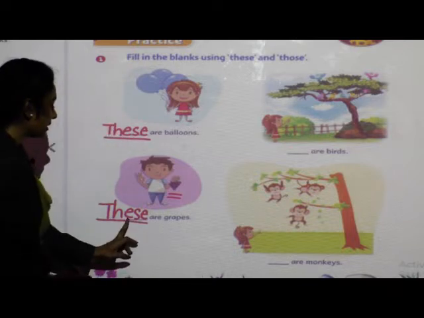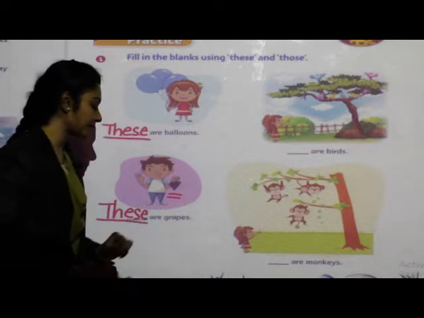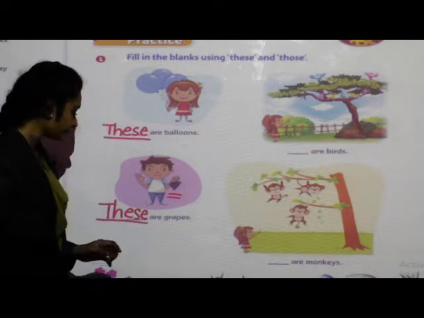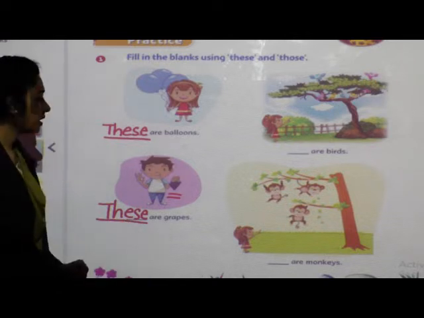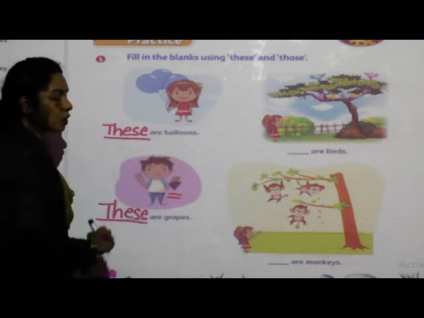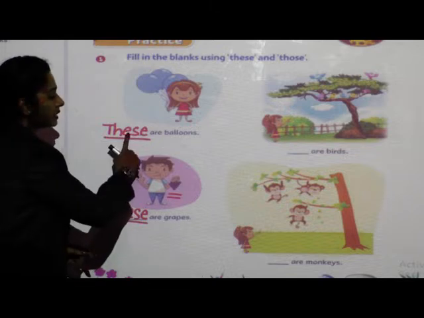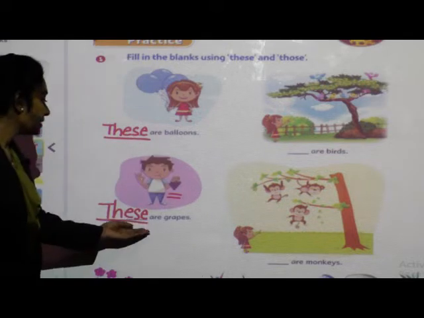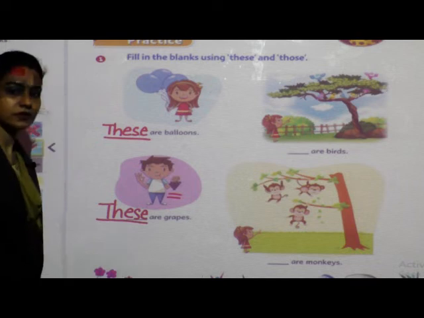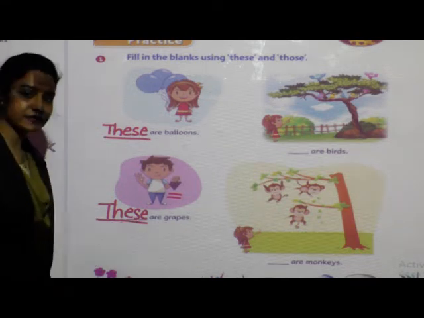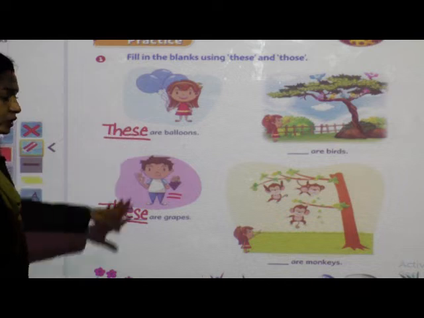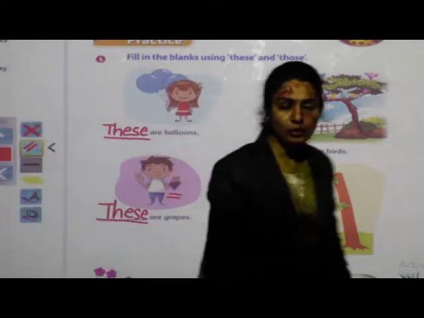So write here these. These are grapes. Repeat after teacher. These are grapes. These are balloons. These are grapes. Yes, till here have you understood? Okay. Now come to the next examples.